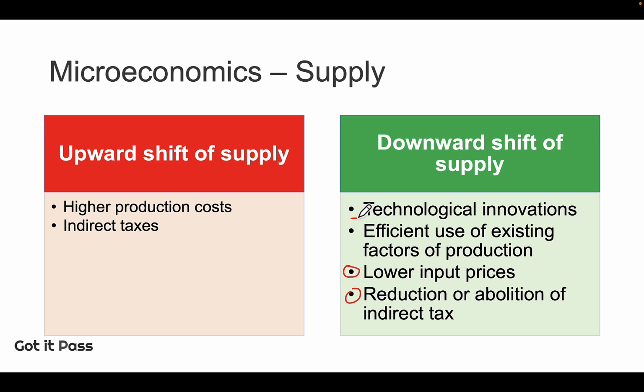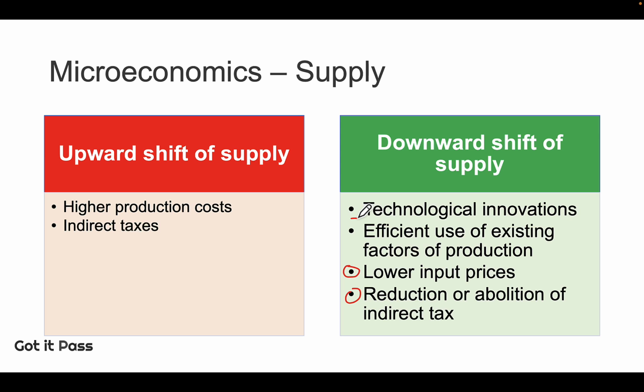And efficient use of existing factors of production. That means we have the labor, we have, say, the rents on the given land, and an introduction of a shift system for working may help to improve the overall productivity of the labor force. Then it uses the same labor hours, but it can produce more goods for sale. Then it improves the overall supply condition.